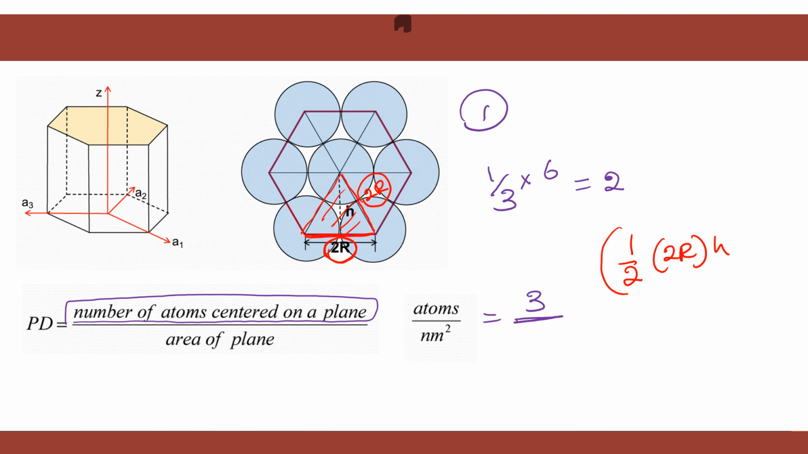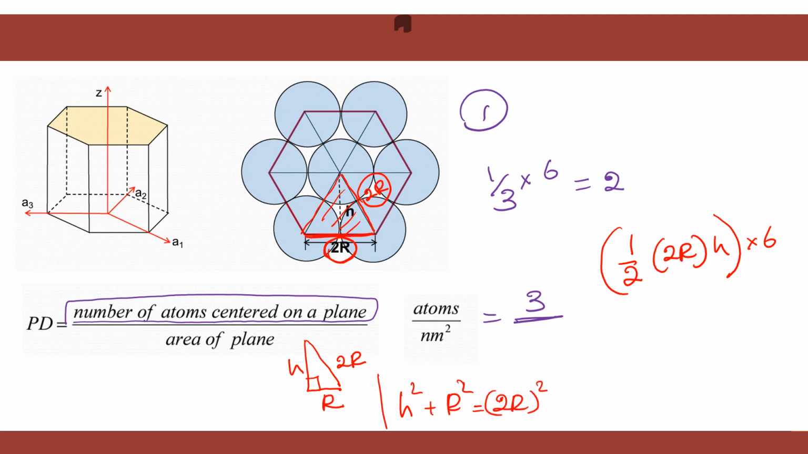So how many triangles we have? We have 6 triangles. What is h? If you consider h is something like this. This is r and this is 2r and this is h. So you can write the Pythagoras theorem and find the h. So h squared plus r squared is equals to 2r squared. So you can find h. And you can substitute h here and you can find the area. Can you find me the area? Is it clear or not? So we have, yes.